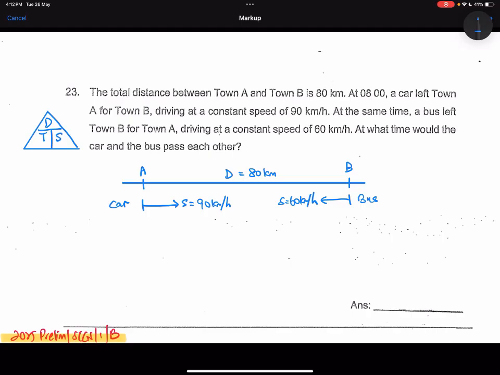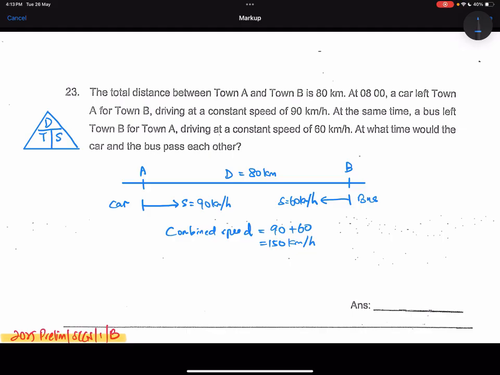Okay, the car and the bus will pass each other when they covered the entire distance of 80 kilometers, right? And then you can also know their combined speed, which is 90 plus 60, which is 150 kilometers per hour. What does this mean? This means that in 1 hour, both the car and the bus will cover 150 kilometers.